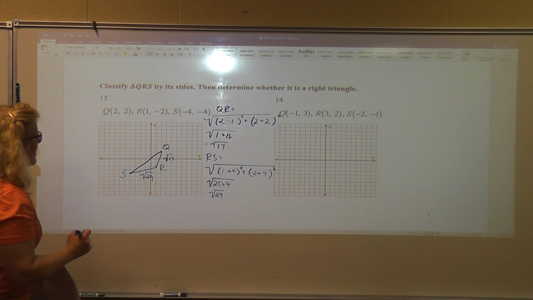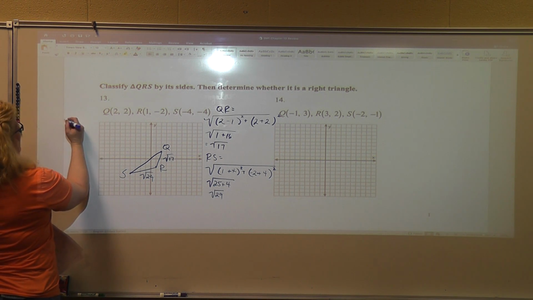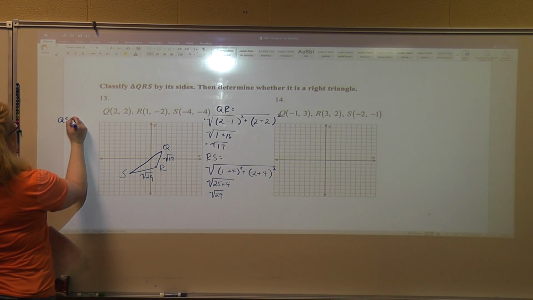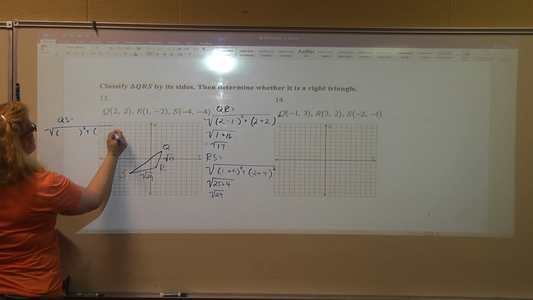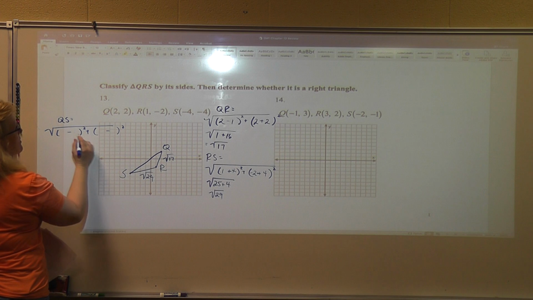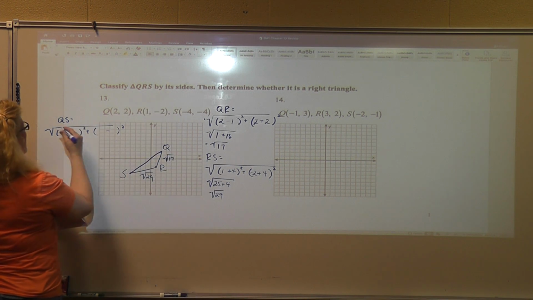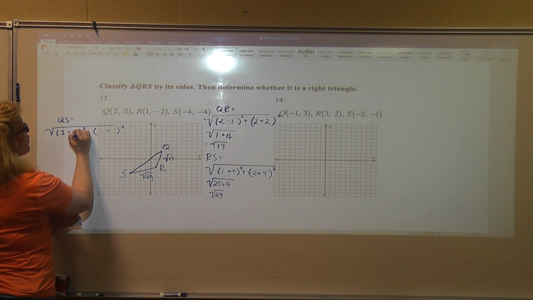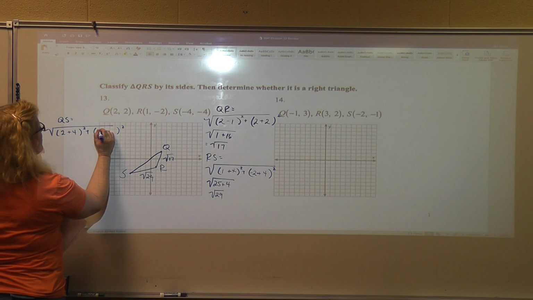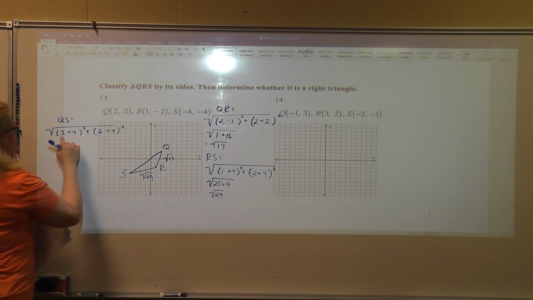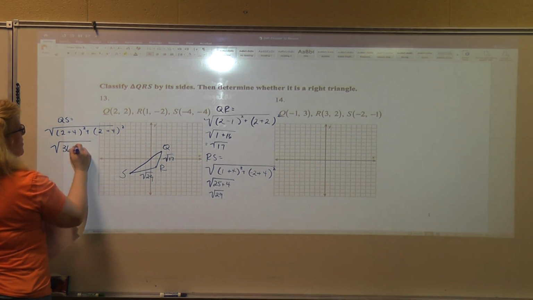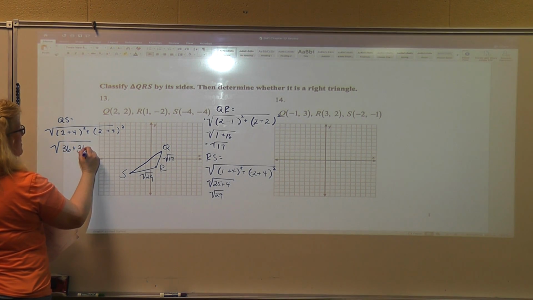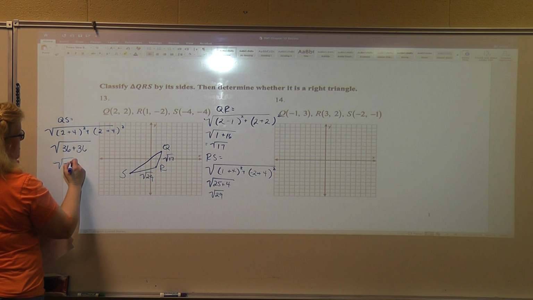And then finally, QS equals the square root of, QS, 2 minus a negative 4, so 2 plus 4 is 6, squared is 36, and then we have another 36, so this is the square root of 72.